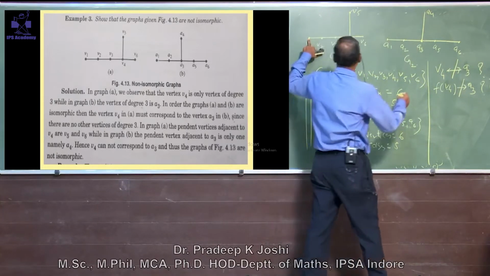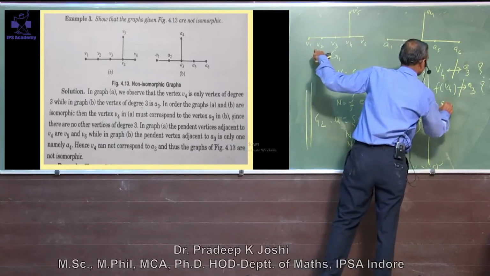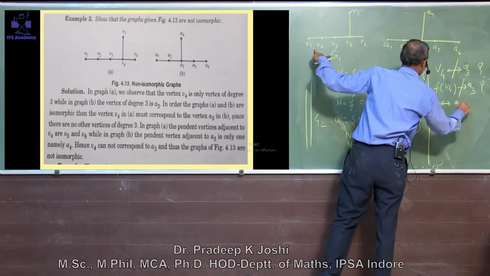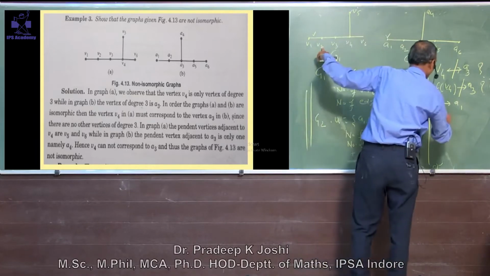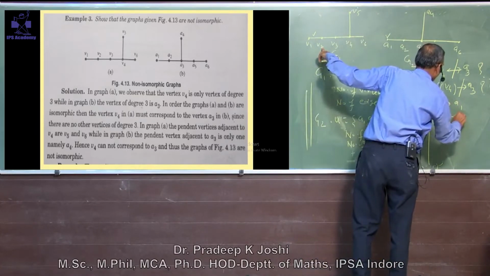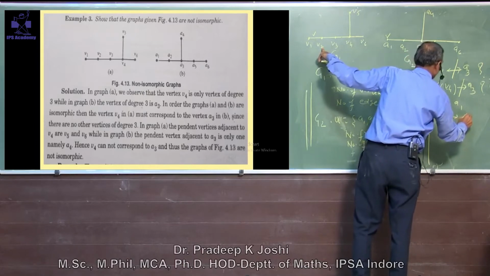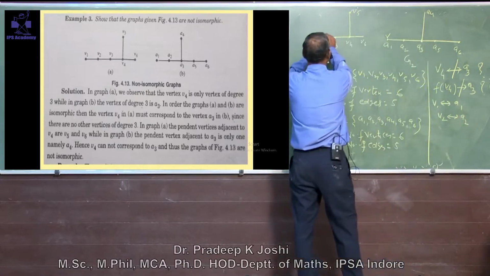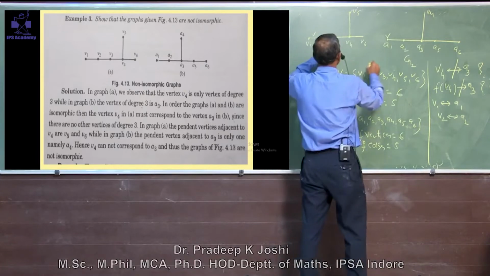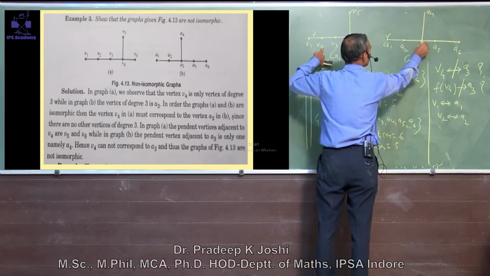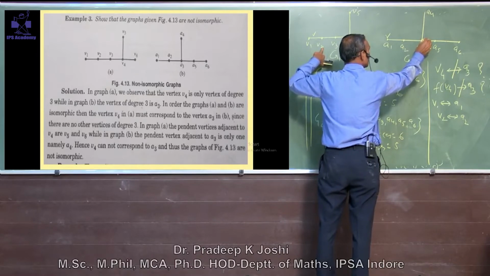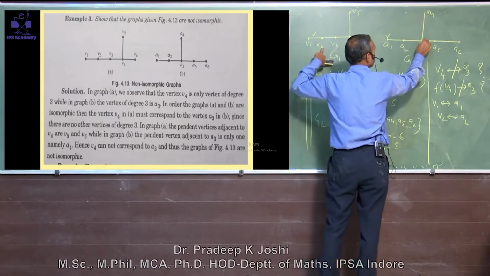So V1 corresponds to A1, that might be possible. Then V2 corresponds to A2. Yes, V2 has degree 2 here. A2 also has degree 2, but the adjacent vertex A3 of A2 has a pendant vertex.